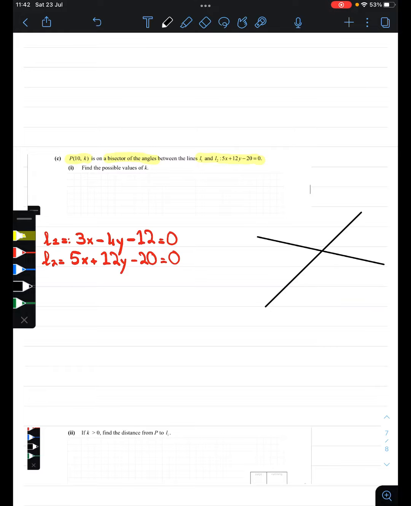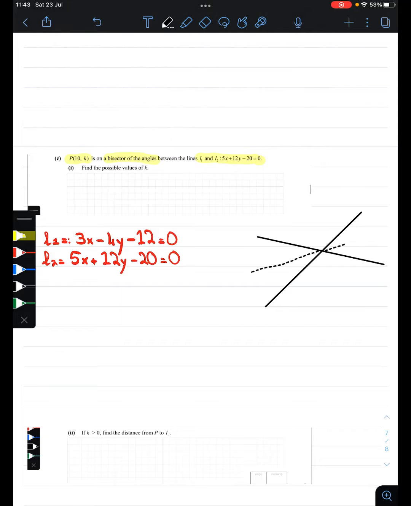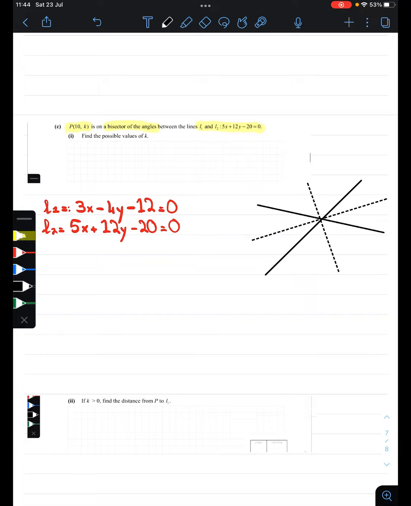I don't know if they do, maybe they do. Then the bisectors of the angles of these lines would look something like that, or something like those two. So those are the two possible bisectors. Okay? Well, what does it mean for P to be on this line?